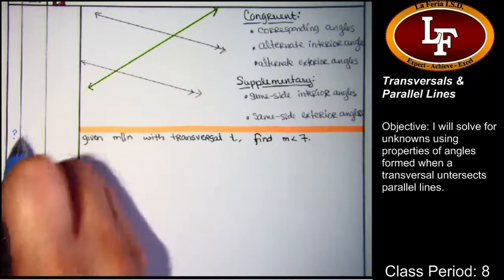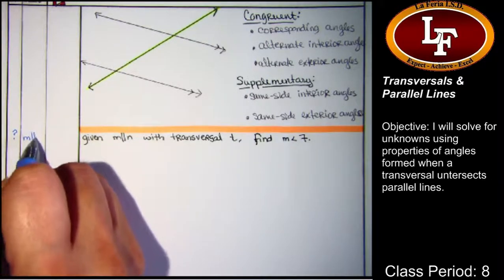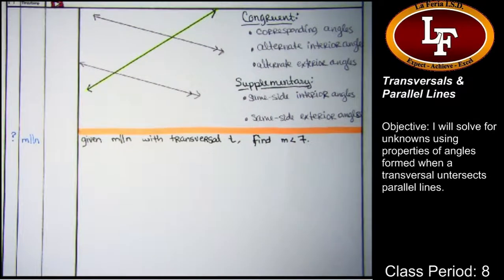And I heard from the back that it was this M line N thing. It looks like M parallels N. Okay. Is that a 7 or?